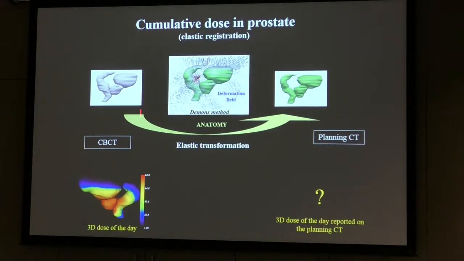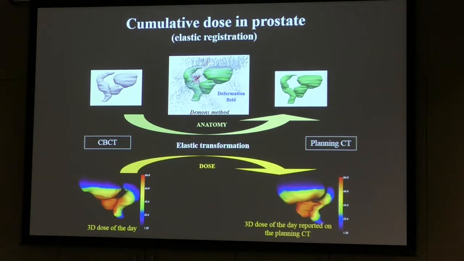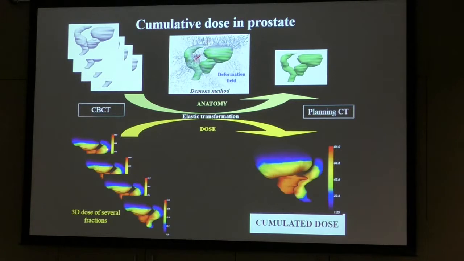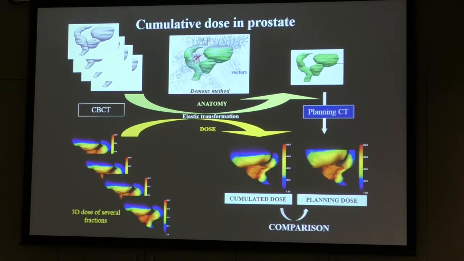So how to do that? The way to do that is to consider the elastic transformation of the anatomy and to apply this transformation to the dose at each fraction, then being able to accumulate the dose of each fraction on the anatomy of the planning CT, which is your reference. And then to compare the accumulated dose to the planning dose, and then to decide whether or not to do something.